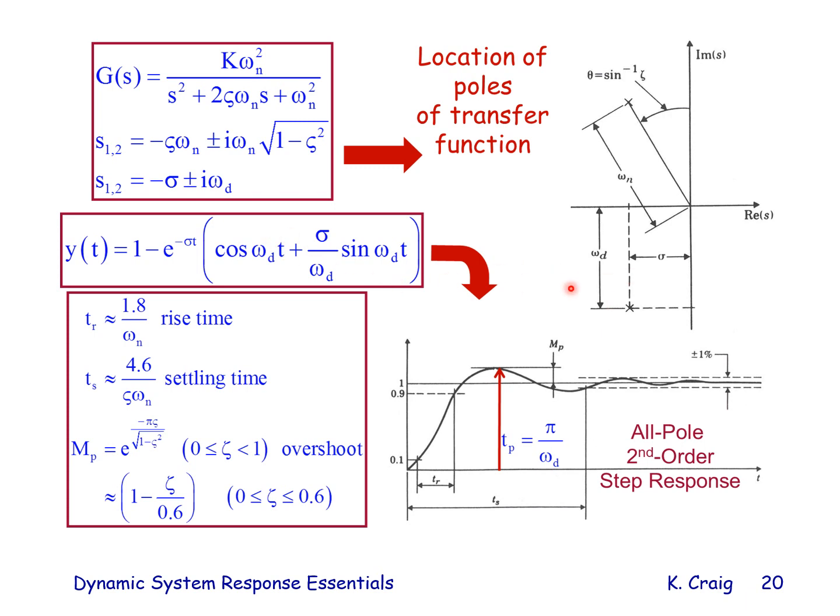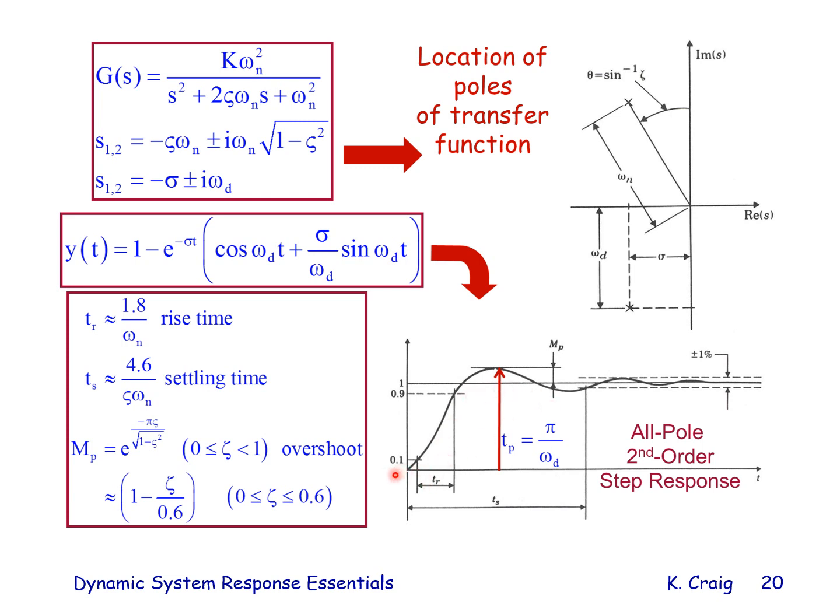So you can locate the roots of this equation, s squared plus 2 zeta omega n s plus omega n squared equals 0, either using polar coordinates omega n and zeta, or rectangular coordinates omega d and sigma. And you can see how the roots are represented in either case. The step response of the second order system for an underdamped system has this as its equation. Now, no one expects you to remember that, but you need to remember what this response looks like.